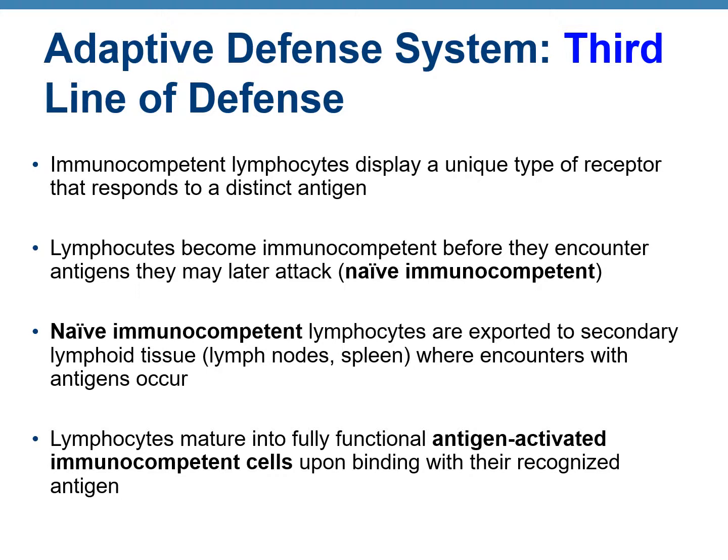So lymphocytes, once they have become adults, are known as immunocompetent. However, they are still regarded as naive immunocompetent because they haven't encountered the antigens that they're going to fight with yet. So the naive immunocompetent lymphocytes reach the secondary lymphoid tissue such as lymph nodes where the encounter with antigen occurs, and it's only when the lymphocytes have encountered the antigens and are binding with their recognized antigen, that's when they become fully functional antigen activated immunocompetent cells. These are the real soldiers who have the skill to fight against invaders.